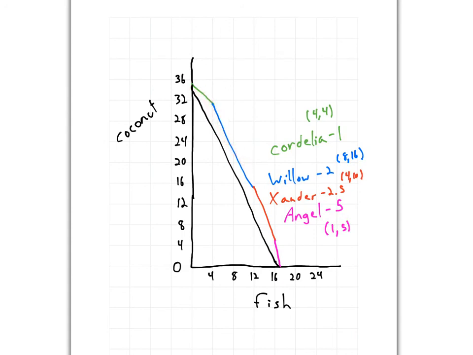It also shows us efficiency. If we produce at a point underneath this line, we're not being very efficient. We could do better, and we want to push ourselves out to that line.